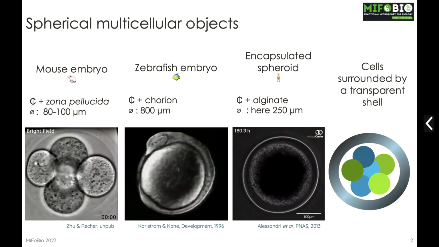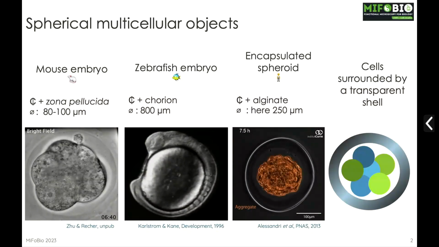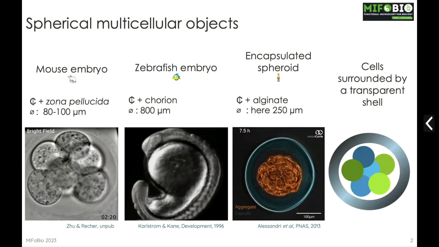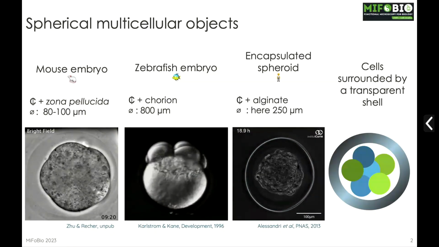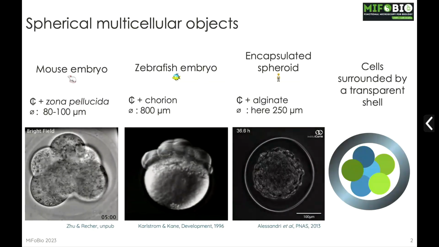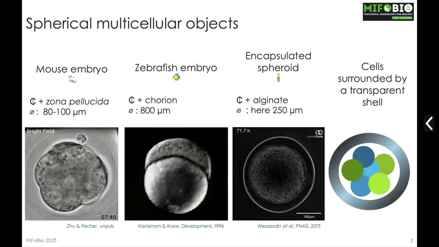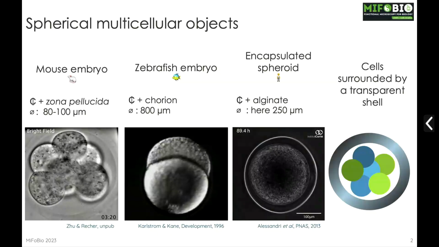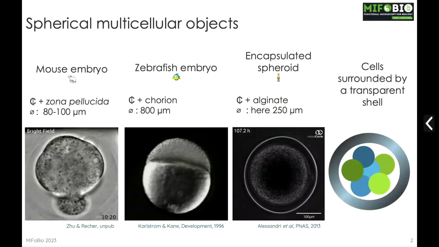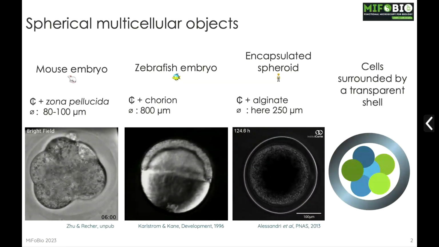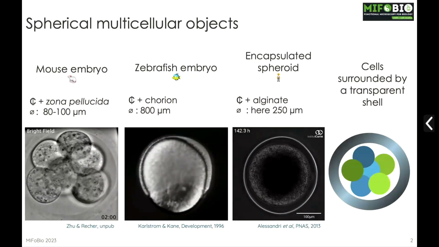microfluidic system. So the common feature of all of those objects is that you have cells free floating at some point that self-organize and are protected by this transparent shell, which is most of the time permeable to nutrients and so on, and also very conveniently permeable to light.